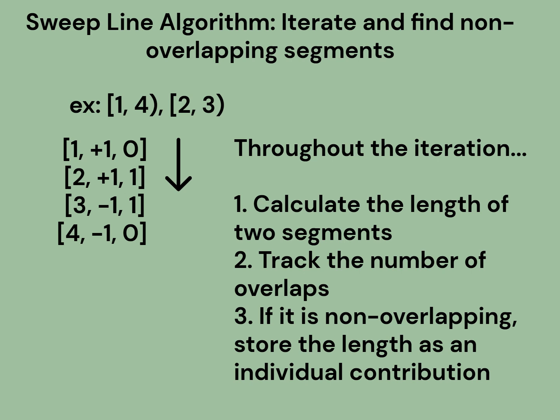After creating event objects and sorting them out, we can iterate over these in-order events. We can calculate the length between 2 events and track the number of overlaps. If it is non-overlapping, then we can store the length as an individual contribution to the schedule.